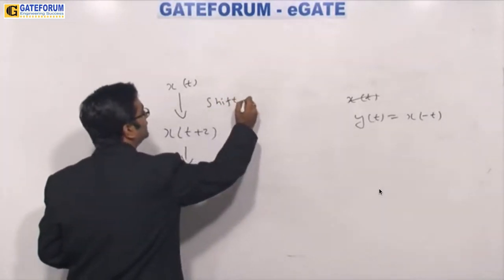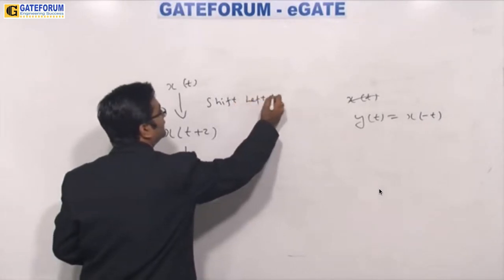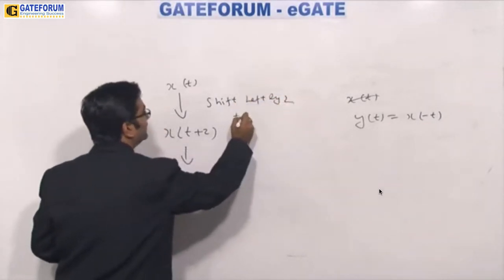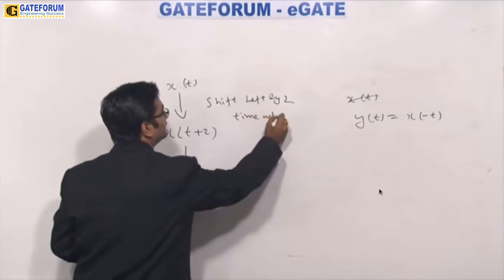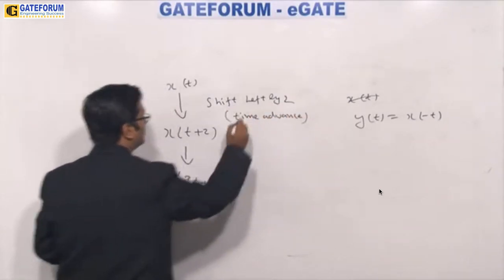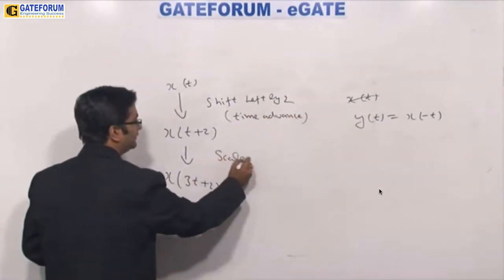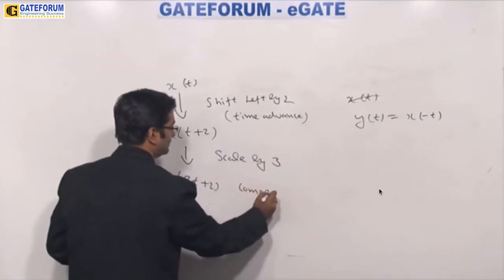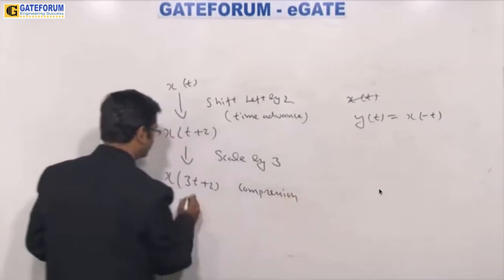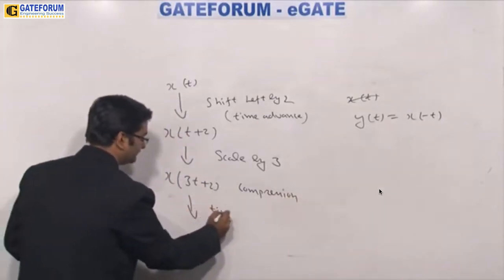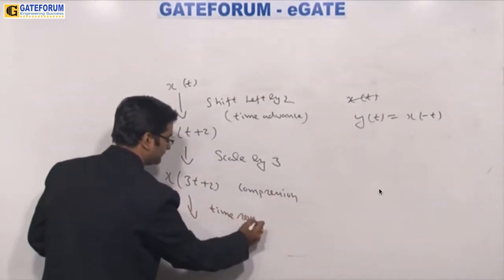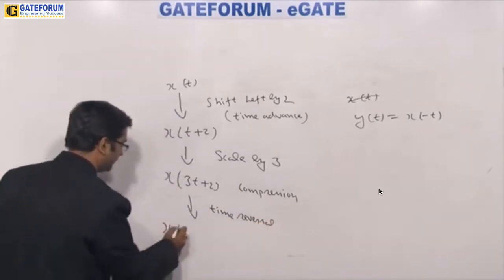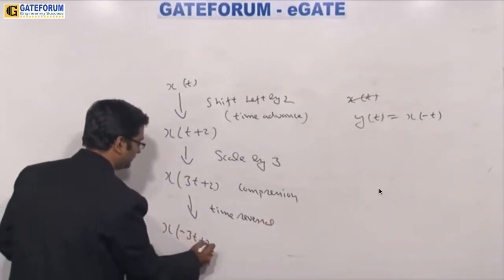shift left by 2, that is known as time advance, scale by 3, that leads to compression, and after compression you do time reversal. That will give you x of minus 3t plus 2.